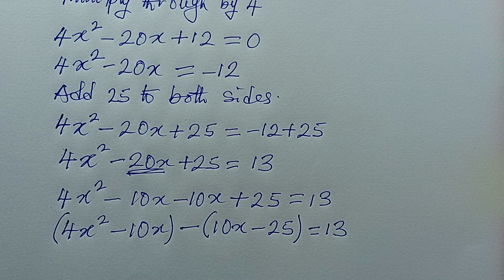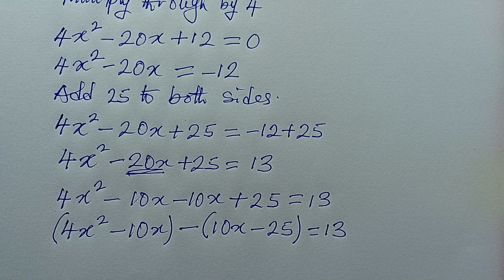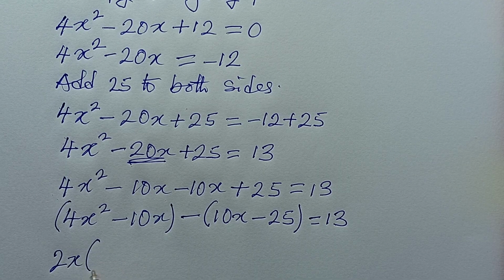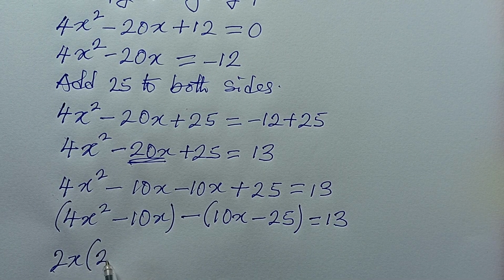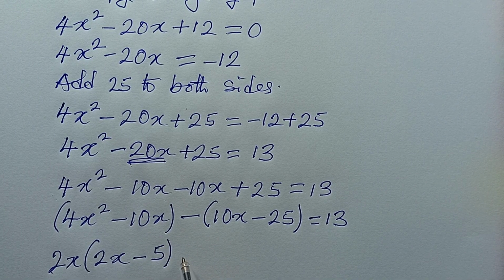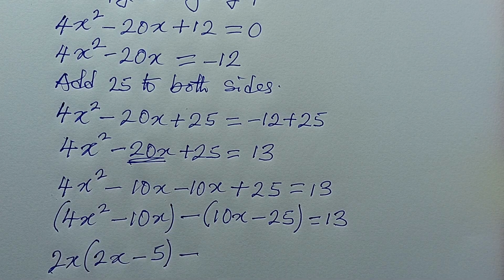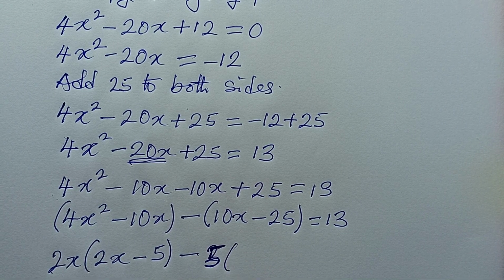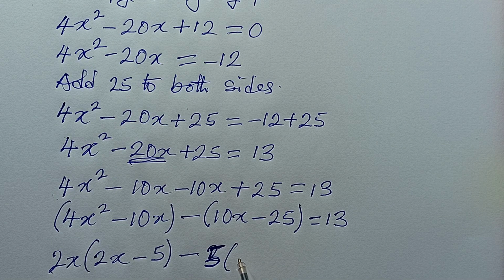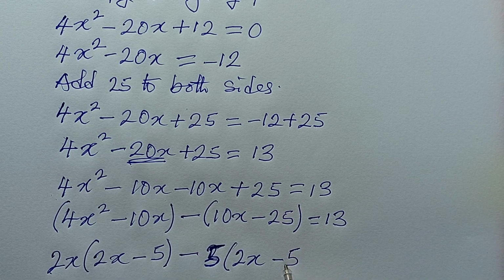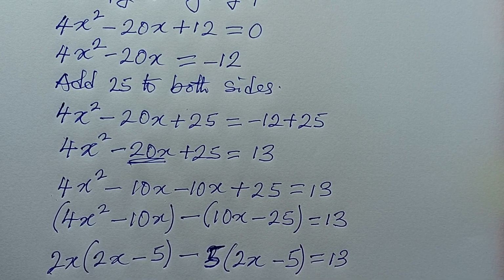All right. Now we factor terms that are common to both quantities here. So what is common here is just 2x. So we have here 2x into, we use 2x to divide this, we are left with our 2x minus, we use 2x to divide this, we are left with our 5. Close bracket minus, what is common here is just 5. So we factor out 5 from here. This is going to give us our 2x, then minus 5 into this will give us our 5. Everything equal to 13. Good.